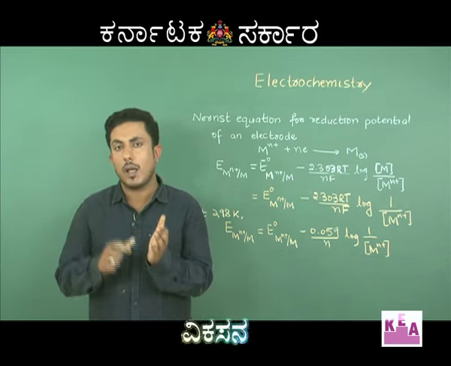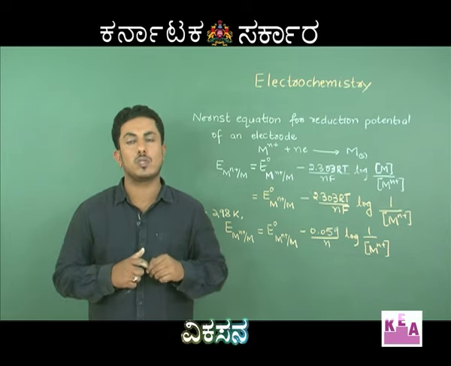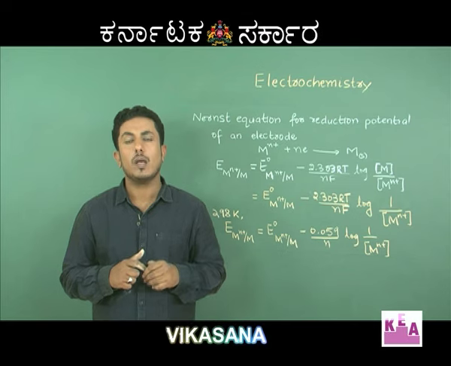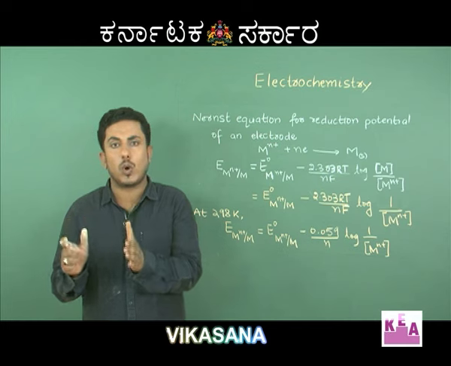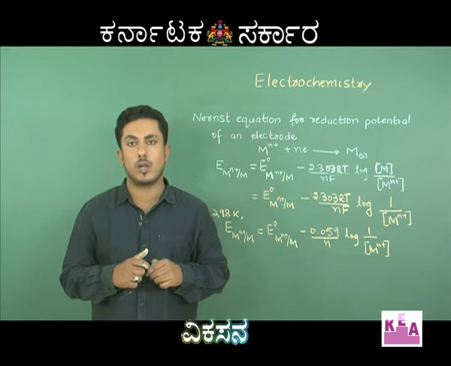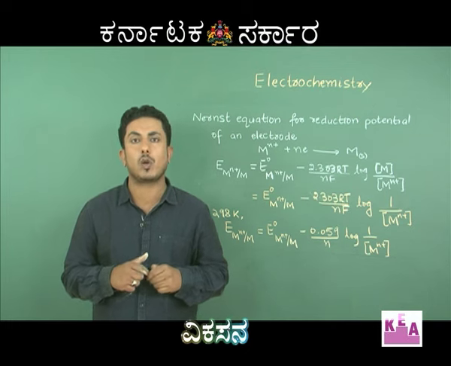The electrode potential of a single electrode cannot be determined. It can be determined by connecting it with a reference electrode. Generally, the hydrogen electrode is used as a reference electrode. Nernst gave an equation between electrode potential and ionic concentration, and by using the Nernst equation, you can calculate the electrode potential.